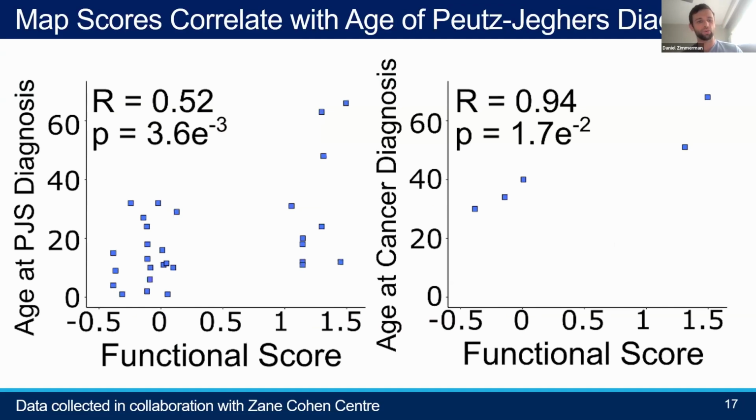So finally, I'll leave you off on one or two more slides, just looking at integrating with clinical phenotypes. So here, I've partnered with the Zane Cohen Centre, which is a gastrointestinal clinic, and essentially I did a retrospective patient chart review as well as an online literature review to collect data associated with the age of onset of Peutz-Jeghers syndrome on the left here, as well as the age of onset of cancer for individuals that have PJS on the right here.